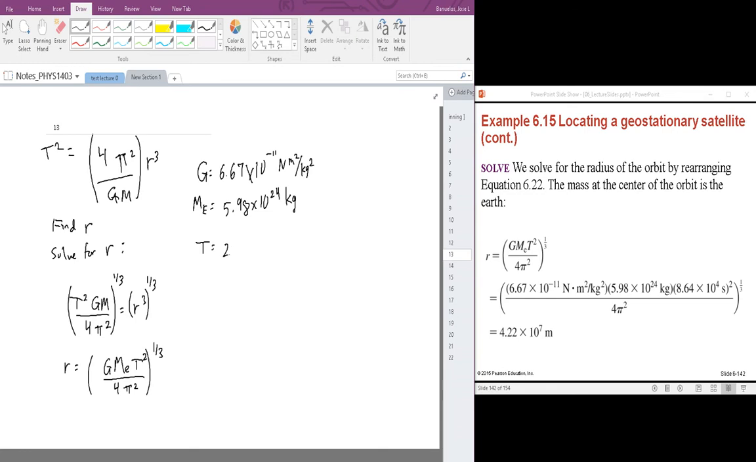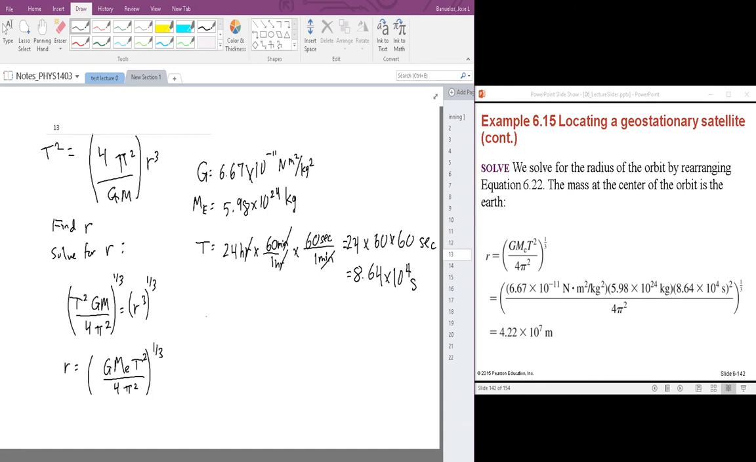And the last part that we need to do is find the value for T. Well, we know T is equal to 24 hours. We need to convert this to seconds. So we're going to take 24 hours multiplied by, we know there's 60 minutes in 1 hour, and 60 seconds in 1 minute. So when you go through this, minutes cancel with minutes, hours cancel with hours. You're going to have 24 times 60 times 60 seconds, which gives you 8.64 times 10 to the 4th seconds.